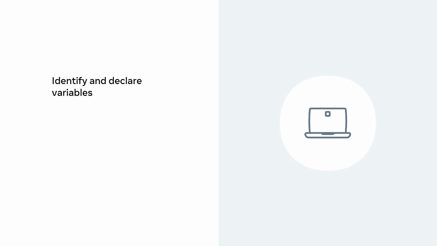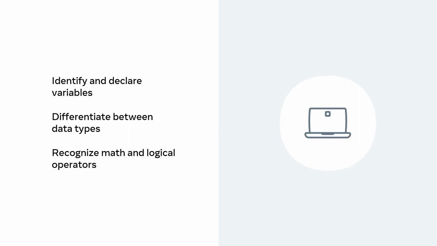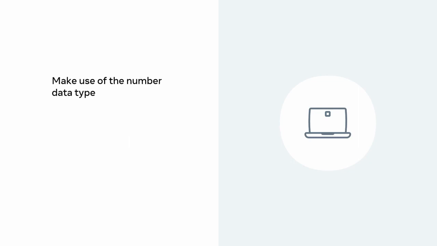As you progressed through the lesson, you encountered key concepts in JavaScript. By engaging with these concepts, you discovered how to identify and declare variables, differentiate between data types, and recognize math and logical operators. You also learned how to perform basic arithmetic using the number data type and utilize strings and booleans. In the next lesson, you explored conditionals and loops. During your exploration of these concepts, you learned how to script different forms of JavaScript conditional statements and work with different types of loops, such as for, while, and nested.